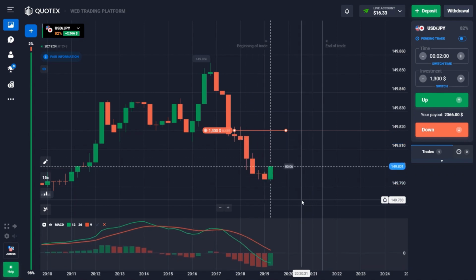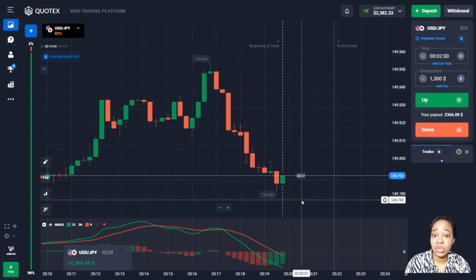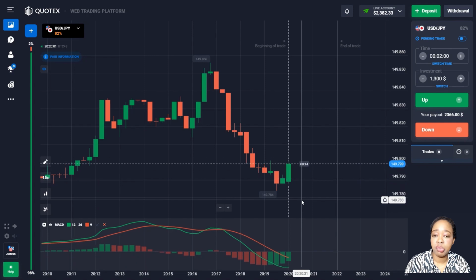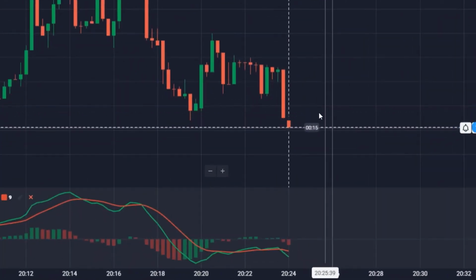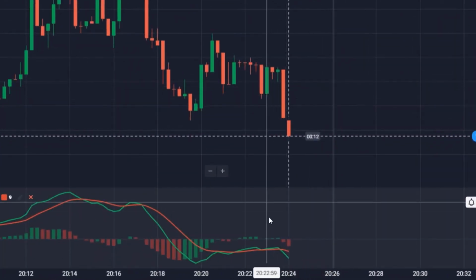So guys, this is awesome. The price moves according to my scenario and I got a very good profit. You can see that this indicator showed me the reversal of the price and I've made very good profit on this. Let me continue.